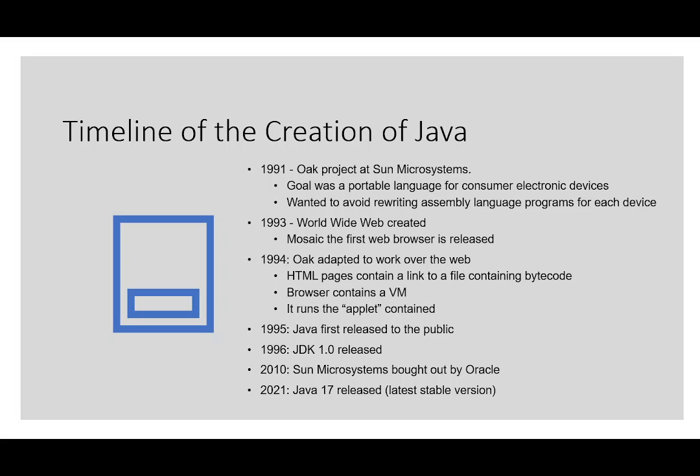In 1995, Java was first released to the public. And in 1996, JDK 1 was released. In 2010, Sun Microsystems was bought out by Oracle, which is the current owner of Java. And now in 2021, we have Java 17, which is the latest stable version of Java.